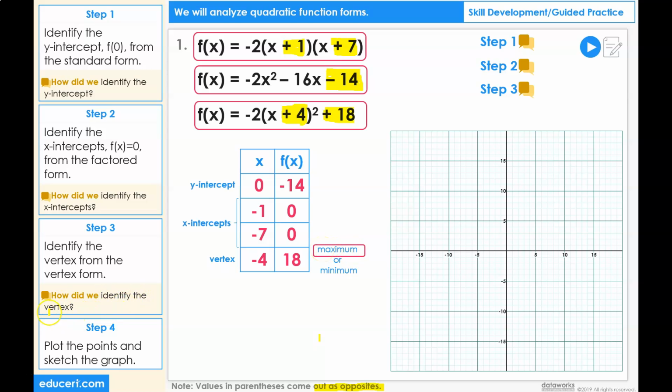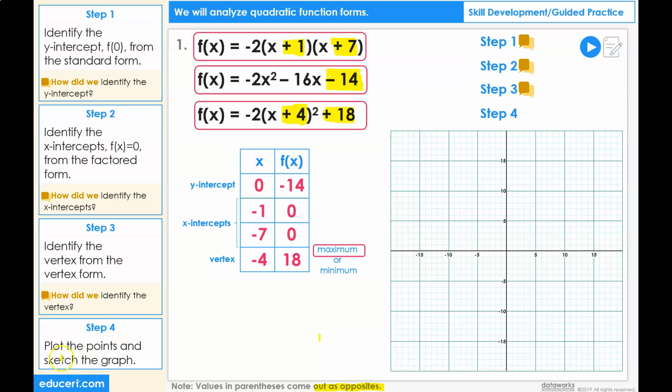How did we identify the vertex? To identify the vertex ordered pair, we need to use the quadratic function that is in vertex form. We bring out the value that's inside of the parentheses as opposite, and we keep the numeric term in the end as it is.